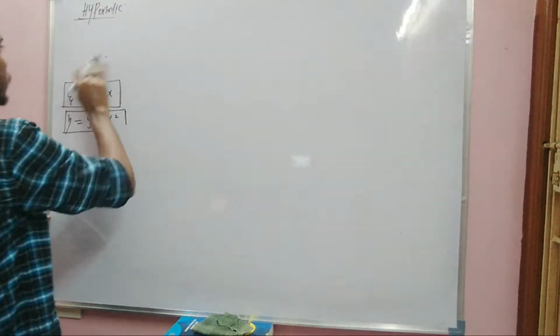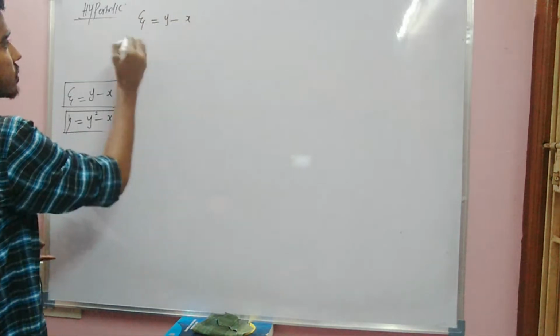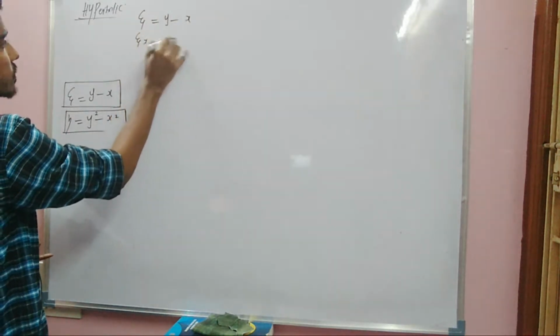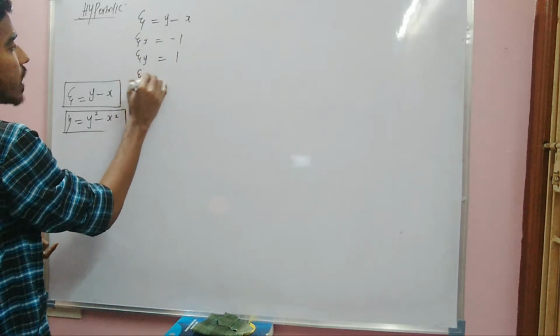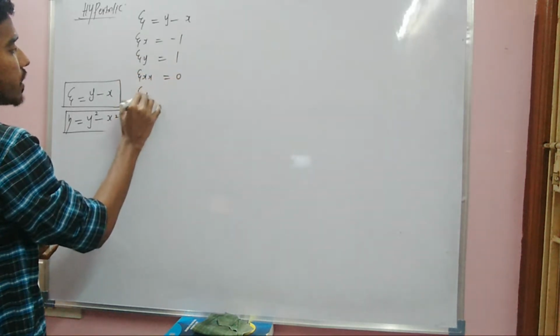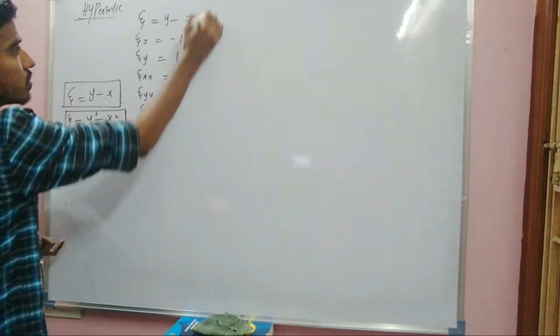Before that, we will find all the possible derivatives, right? Our theta is y minus x. So what will be my theta x? It is minus 1. Theta y will be 1. Again theta xx is equal to 0. Theta yy is equal to 0. Theta xy is equal to 0.